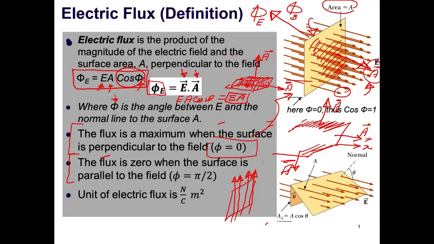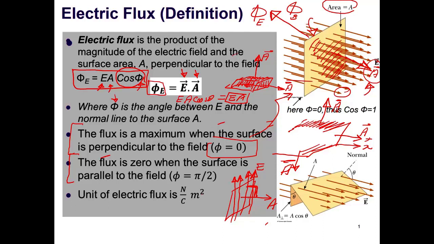Okay. So if this is the electric field, where is the area? At least for the right side of this, this is the area. So the angle is 90. Cosine 90 is 0, so the flux will be 0. Which means no electric field lines pass through this paper.